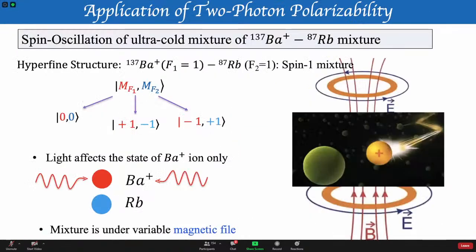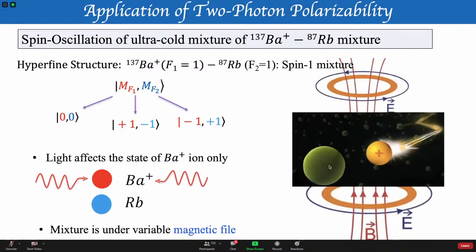Now, let's exploit that phenomenon in one of the applications, the ion-atom scenario. As you know, we can bring an ion close to an atomic cloud of a condensate, and as we explained earlier, using the electrode we can bring it close and get a pair, a mixture of this.